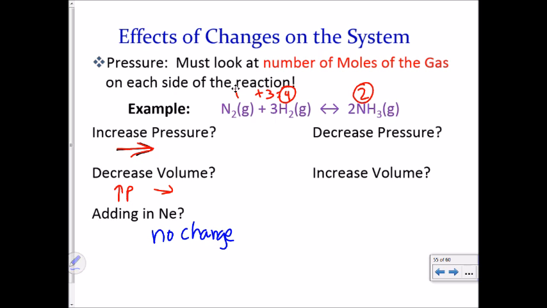How about decreasing the pressure? Going to shift or proceed towards the reactants because we are going to want to make more moles of gas. And if we increase the volume, pressure is going to go down. Increasing the volume means making more moles of gas too.